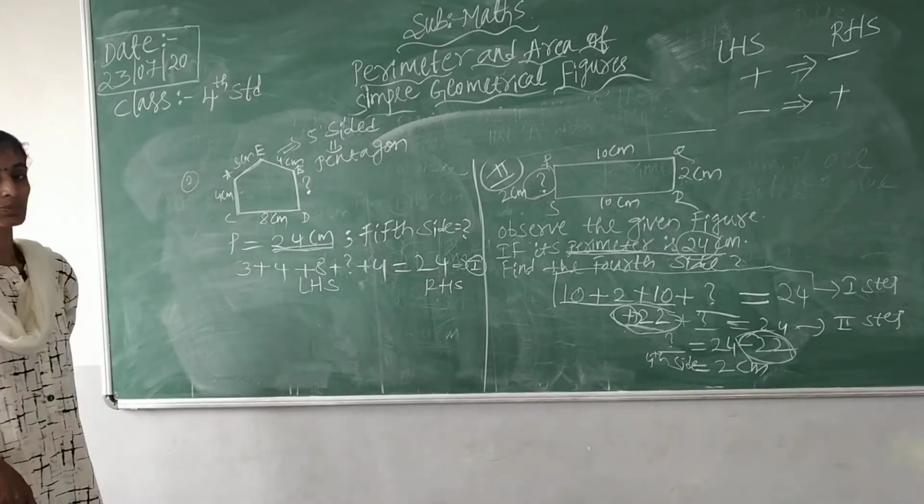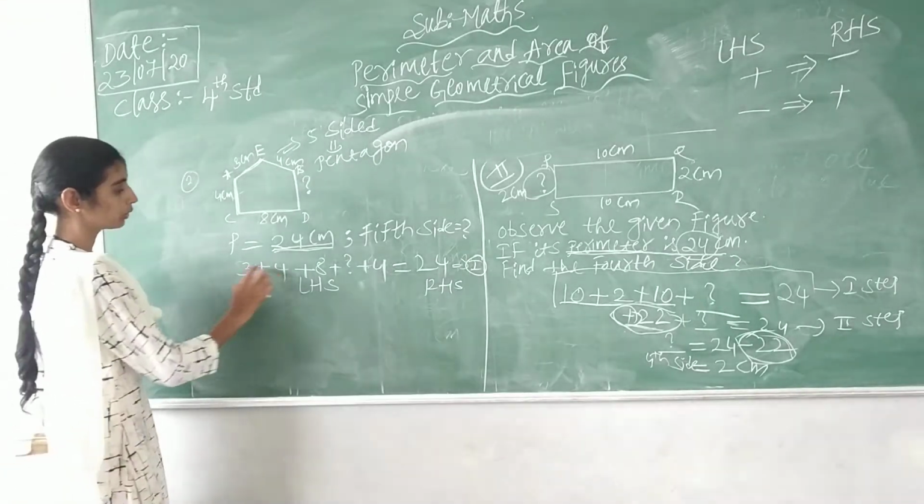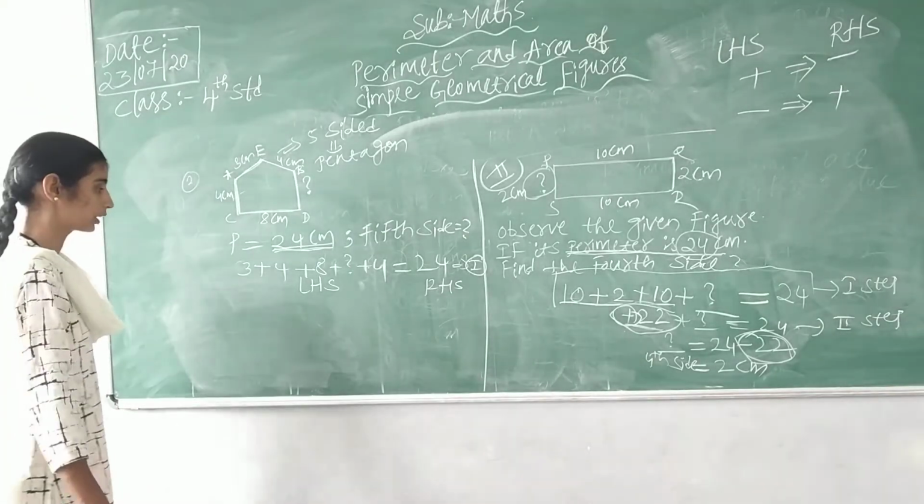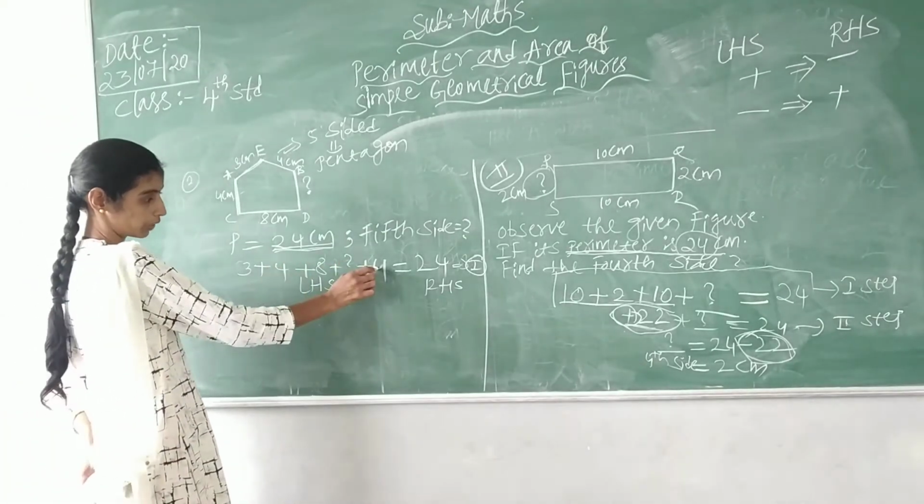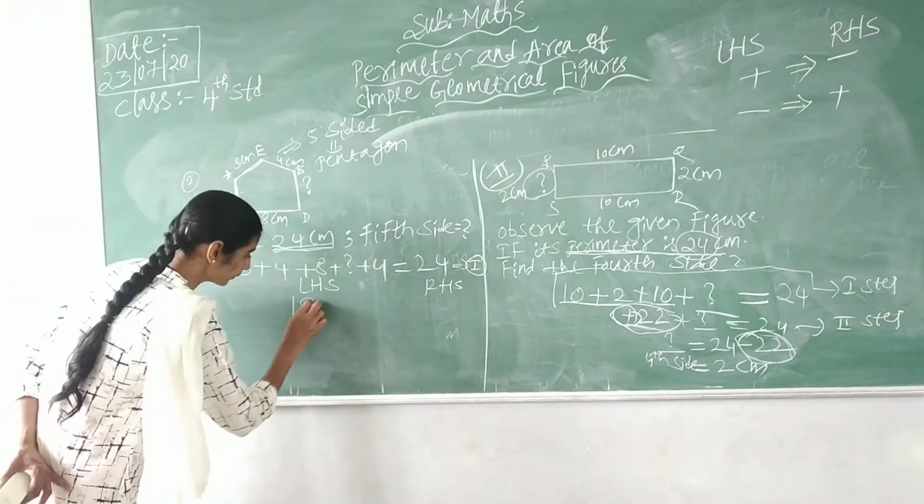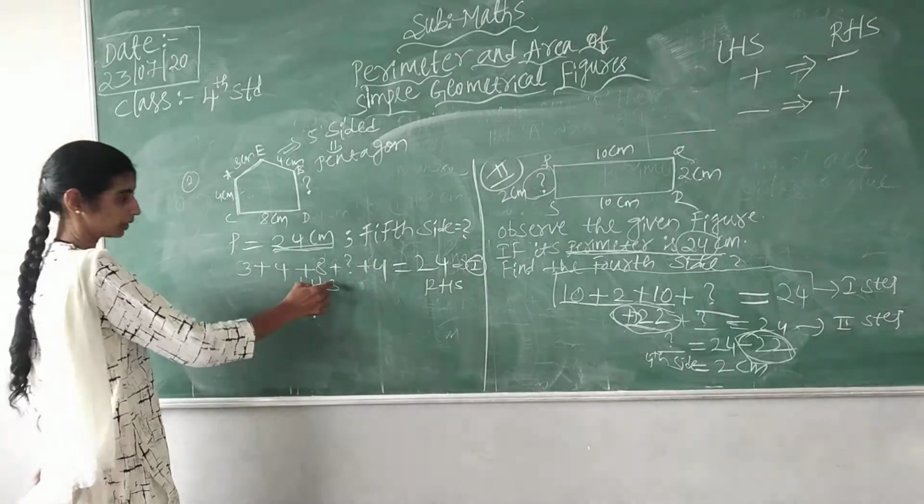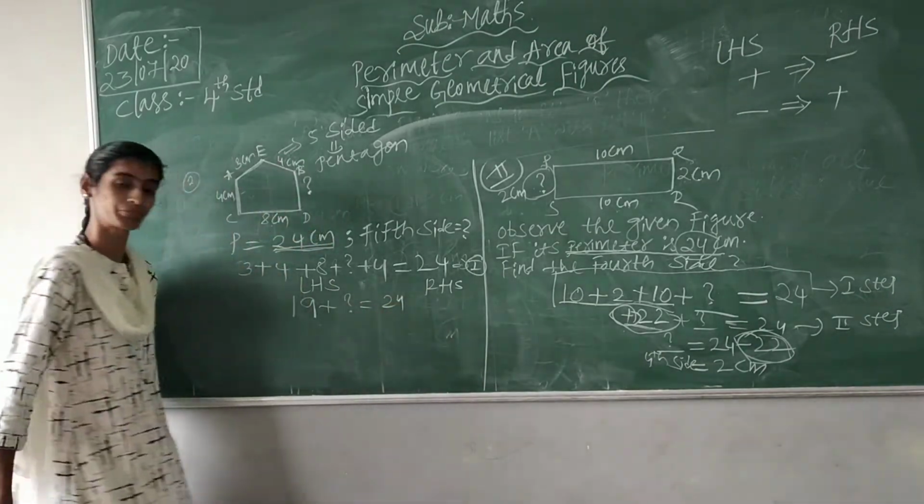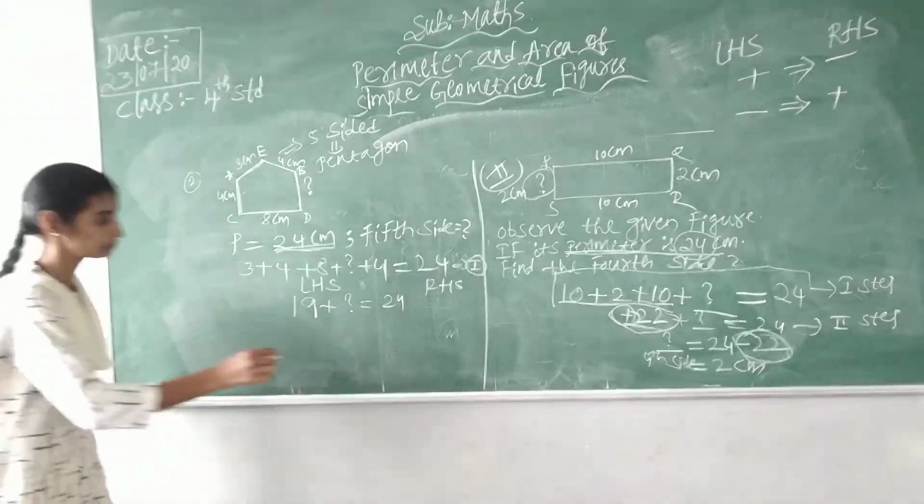What is the second step, children? Yes, you need to add all the given sides. So 4 plus 4 is 8, 8 plus 8 is 16, 17, 18, 19. So totally it is 19 centimeter, this side plus question mark equals to 24. Yes. Second step.